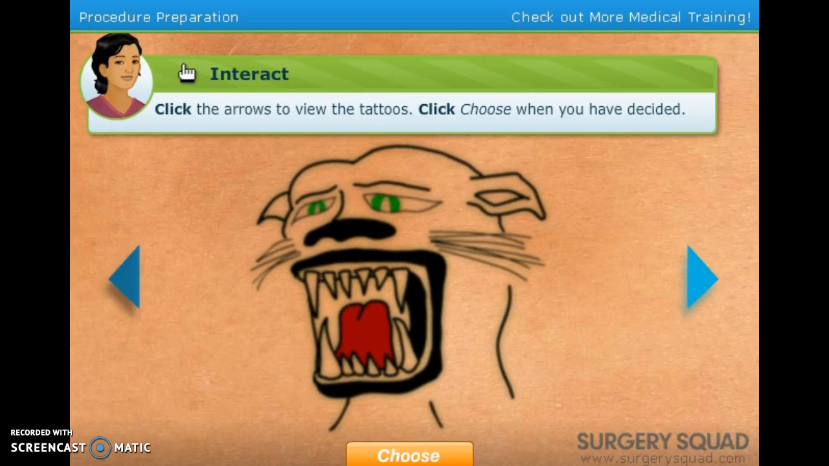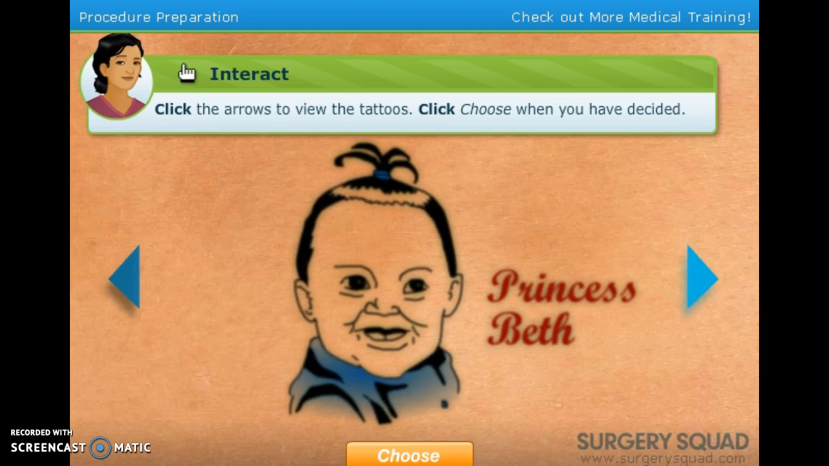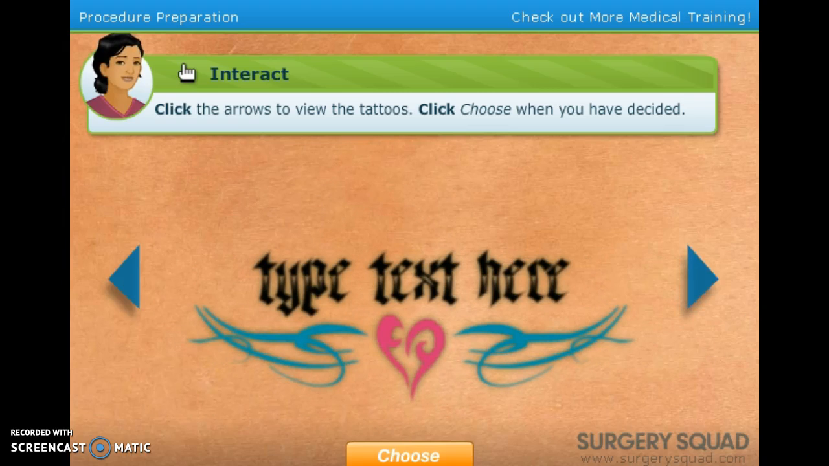Before we begin, we need to go back in time to the day he picked out his tattoo. Help him pick out a real winner. Use the arrows to scroll through the tattoo. Click choose when you have made up your mind.